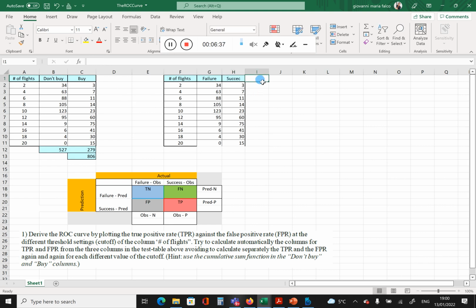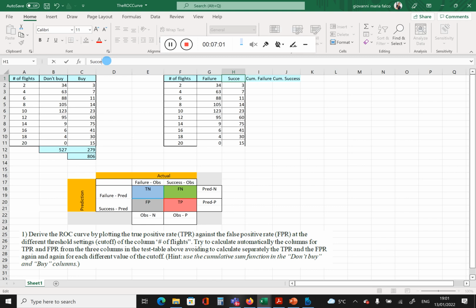Then, as is suggested, I create two columns with the cumulative values of these two columns. I call them cumulative failure, and here cumulative success. Yes, it's written wrong.